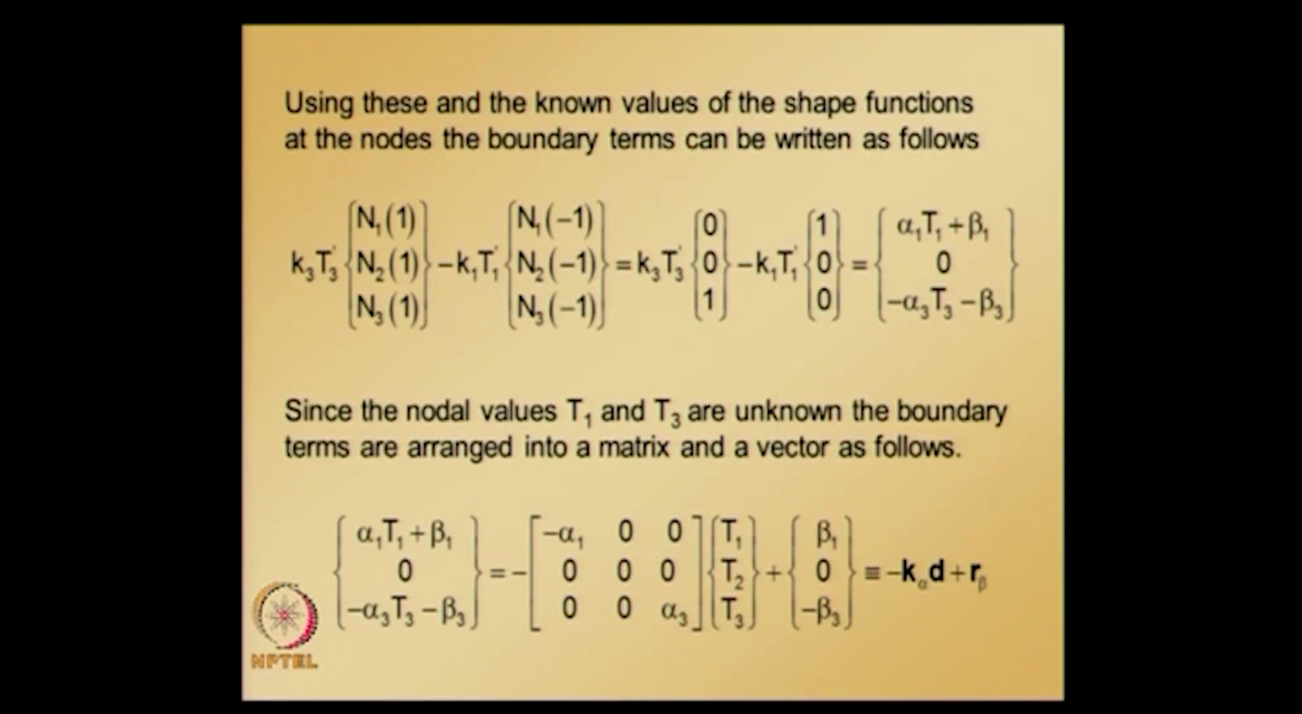So, substituting this, the element equations can be written in this manner. And further defining k, kp and k alpha, the equation can be written as (kk plus kp plus k alpha) times d is equal to r q plus r beta, where each of the terms are defined like this.